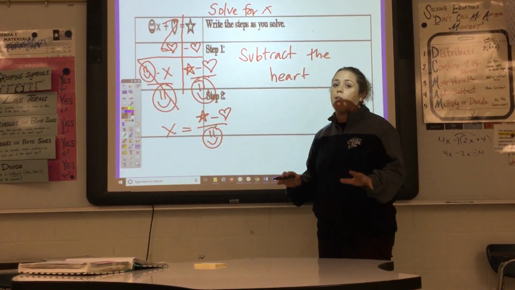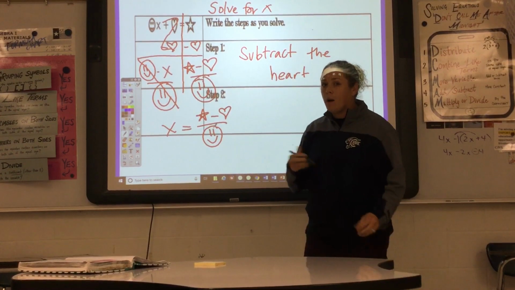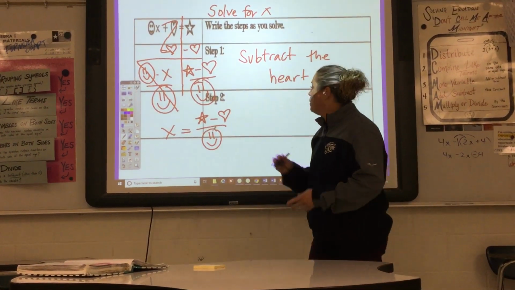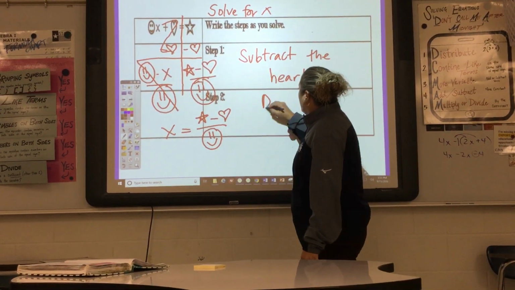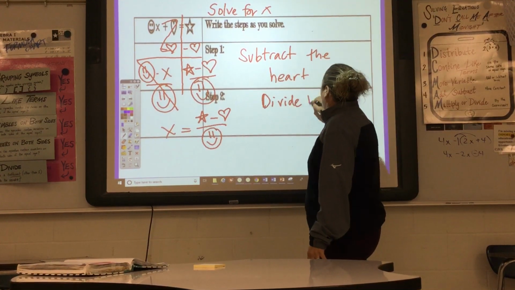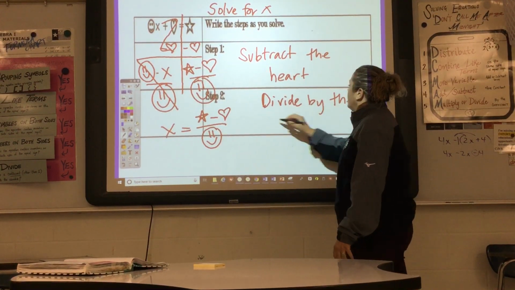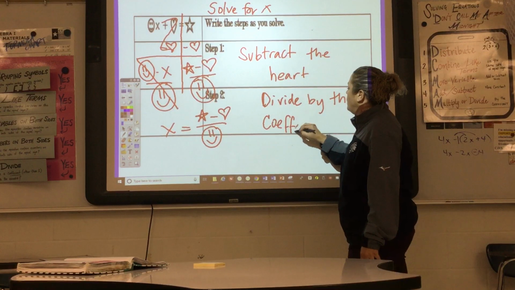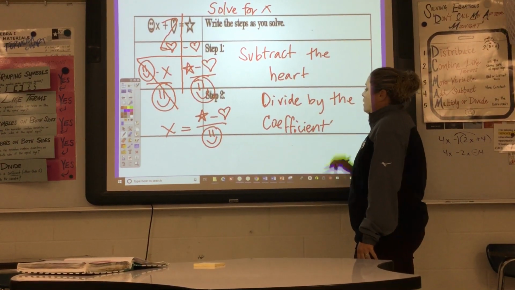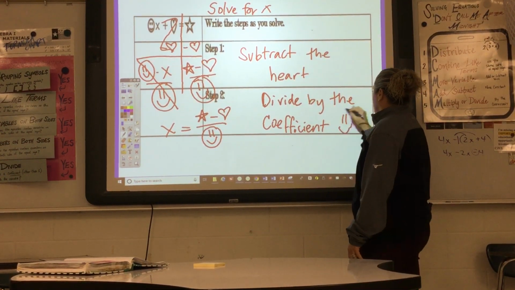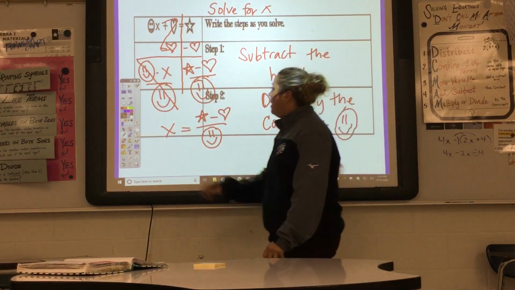It looks very different. And again, this is probably one of the hardest things you're going to do. So divide by the coefficient. In this case, is that. All right.